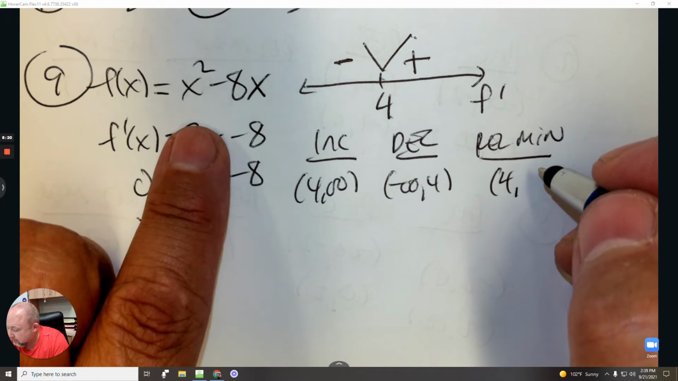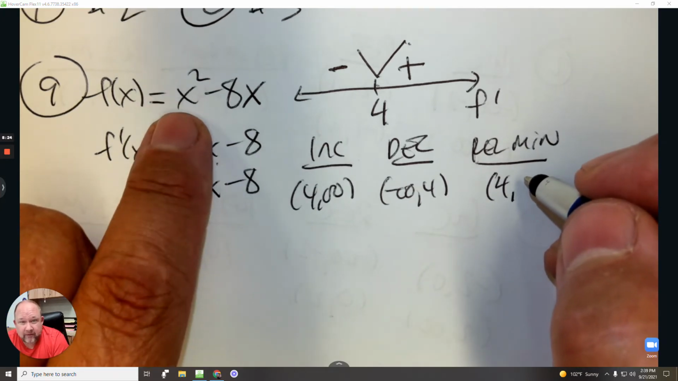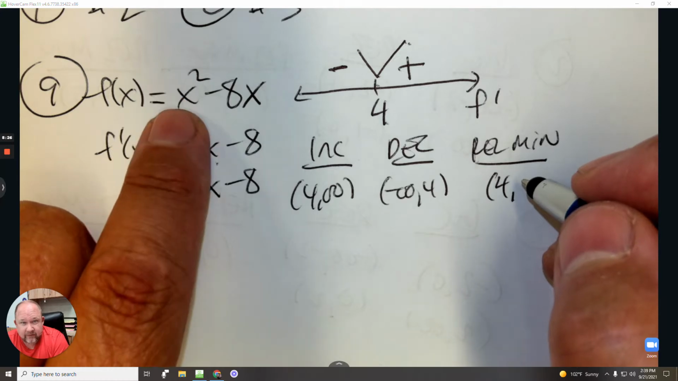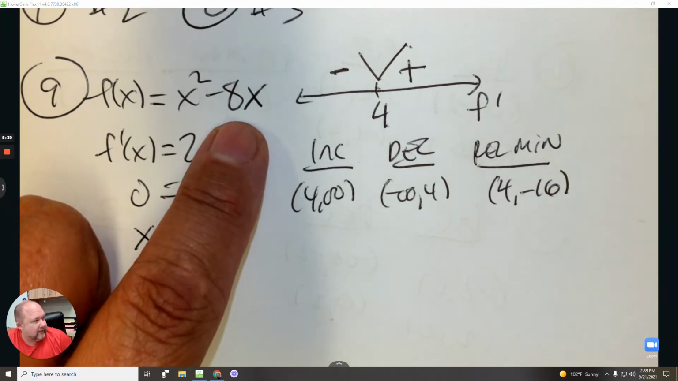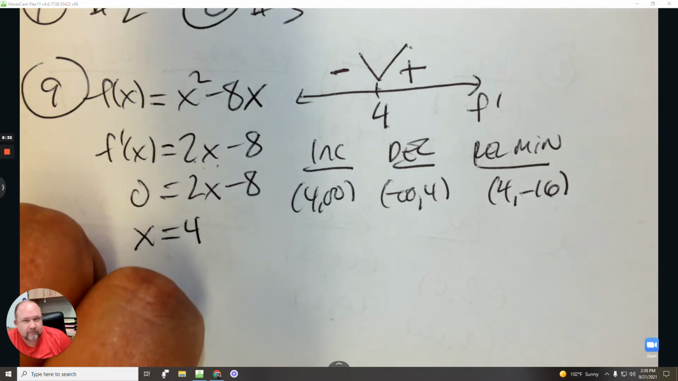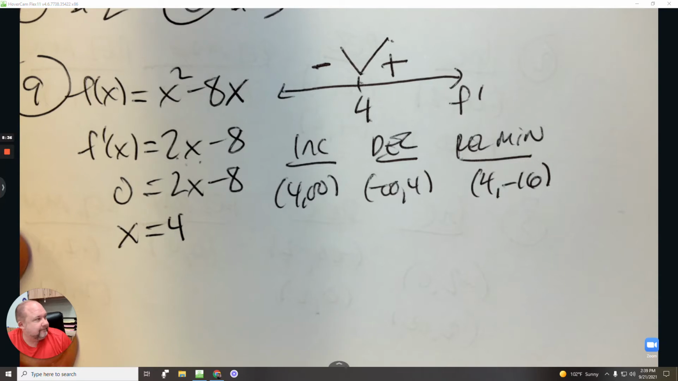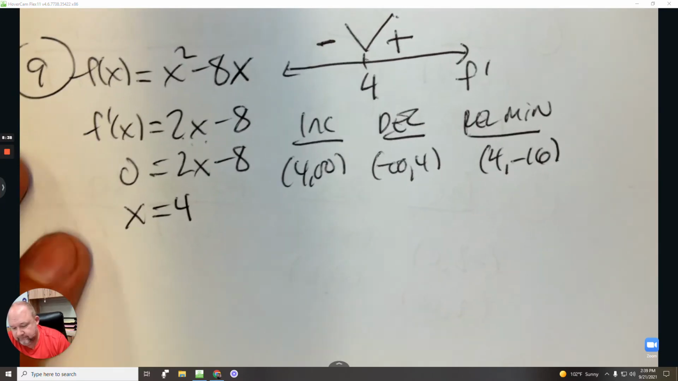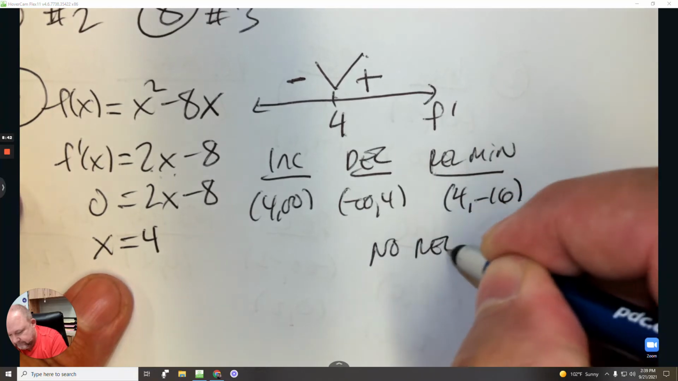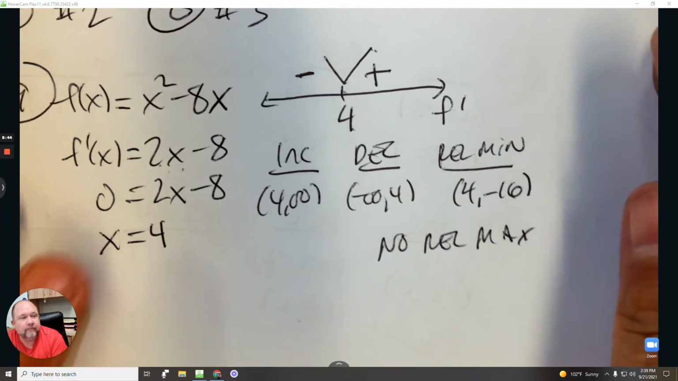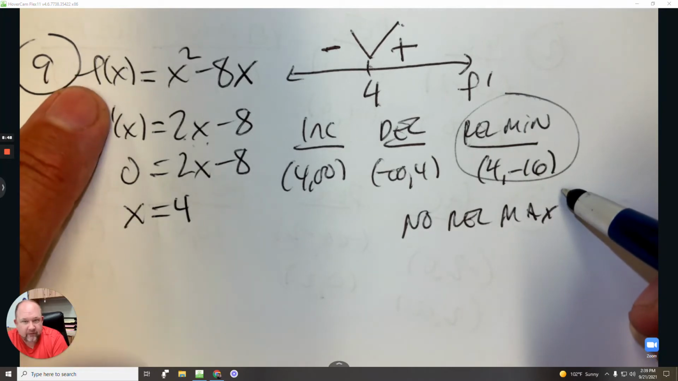And if I want the point, you see it does say the point. If I want the point, I got to plug 4 into the function. That's 16 take away 32. So there's a minimum at 4, negative 16. And there's no maximum. There's only a minimum. This would also be the vertex of this parabola.